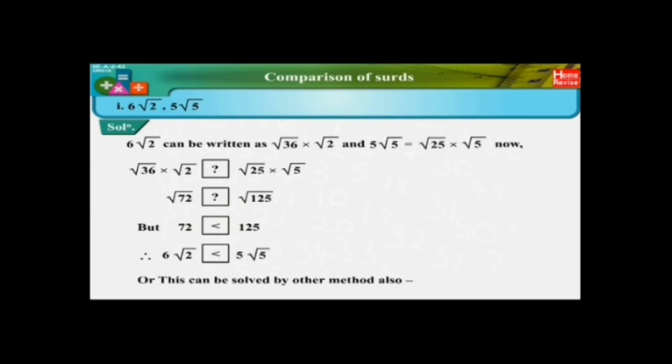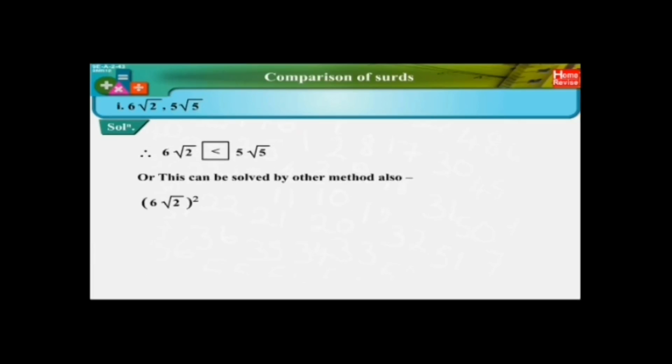Or this can be solved by another method also. In this we will square: 6 root 2 whole square and 5 root 5 whole square, which is 72 and 125. 72 is less than 125, therefore 6 root 2 is less than 5 root 5.